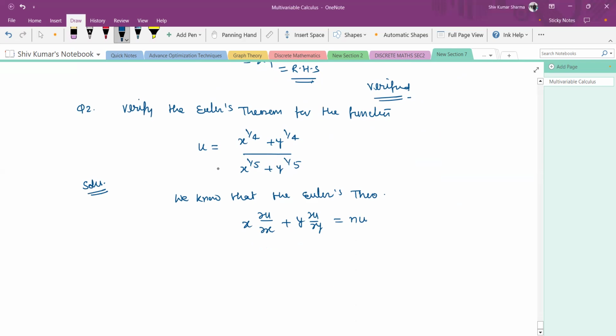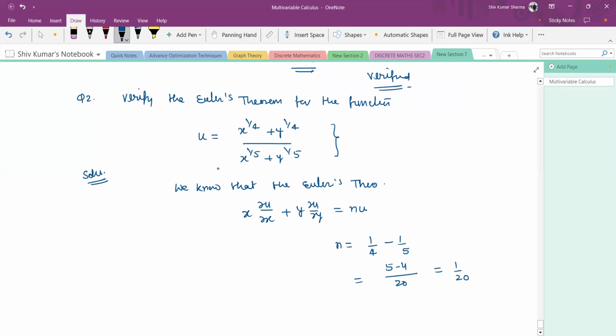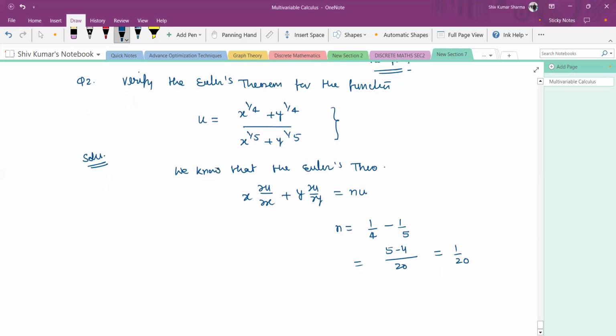So that means we calculate the degree of this particular function, because this function is given in the form of numerator upon denominator. So while calculating the degree of this fractional term, we write down n is equal to the power of numerator minus power of denominator. Okay, so here we can take 20 as LCM. So 4 5s are 20 minus 5 4s are 20. So this is equal to 1 by 20. So the degree of this particular function is 1 by 20.